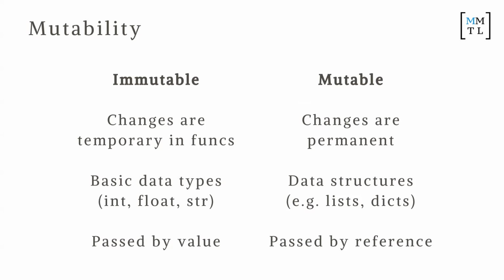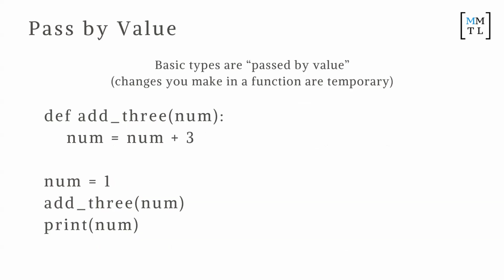Now, when we're dealing with data structures, for example lists and dicts or dictionaries, these changes are actually permanent. What Python does is called passing by reference, which tells the function, I'm referring to this list, and if you make any changes, it's going to be permanent. So for example, if you add a 1 to the end of the list inside a function, and you go outside the function, the 1 is still there. Okay, so let's go through an example and see what that looks like.